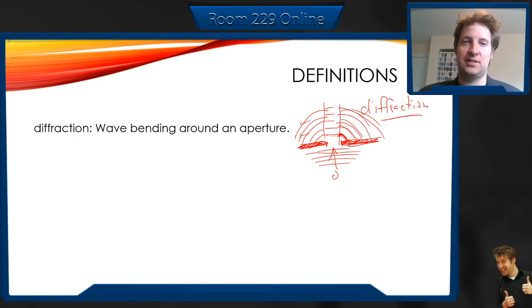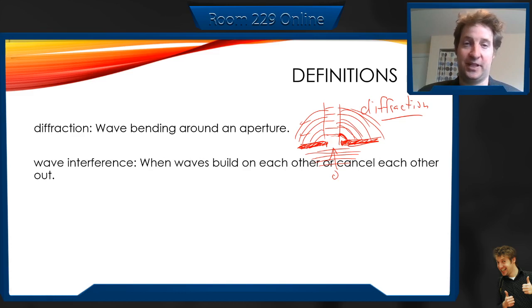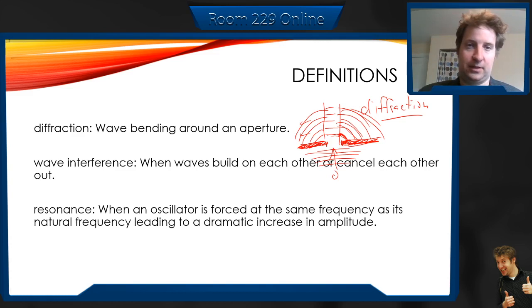It's how you can hear sound at a doorway when you can't see the person talking. So refraction is it bending from changing material. Diffraction is when it goes through a hole and is able to go around it. Speaking of which, interference. This is when waves build on top of each other or cancel out. We can have constructive or destructive interference. We'll talk about that a lot later.